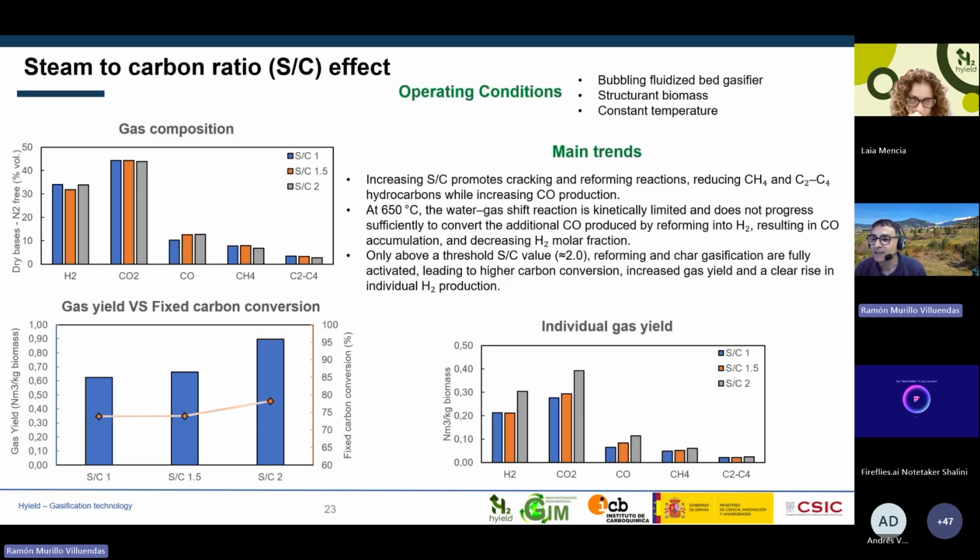As a consequence, carbon monoxide accumulates and increases the concentration. CO2 remains more or less stable or even decreases a little bit, and hydrogen is diluted in the total gas mixture. Only when the steam-carbon ratio exceeds a threshold value around 2, methane reforming and char gasification become activated, allowing a real increase both in individual hydrogen production and its molar fraction.